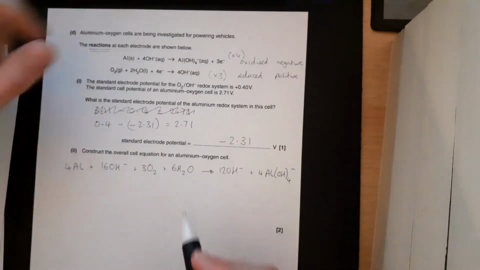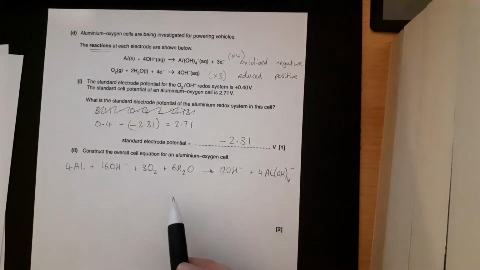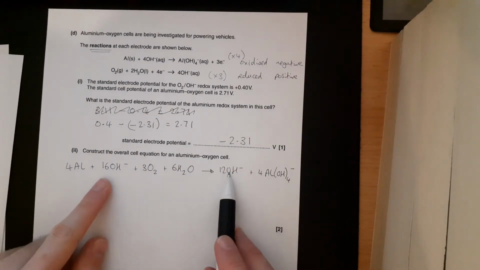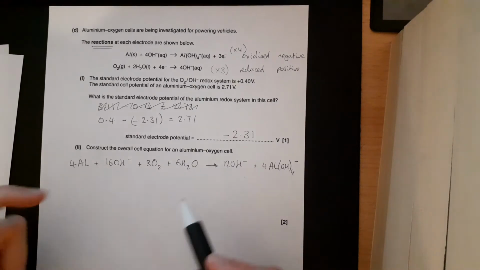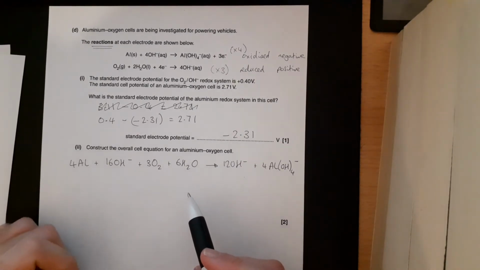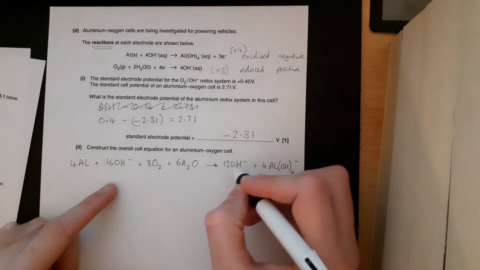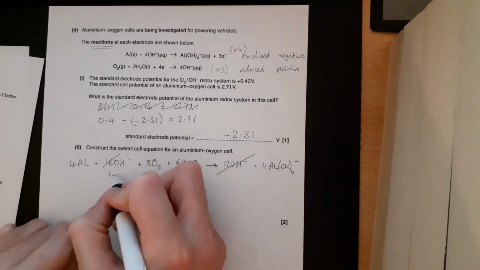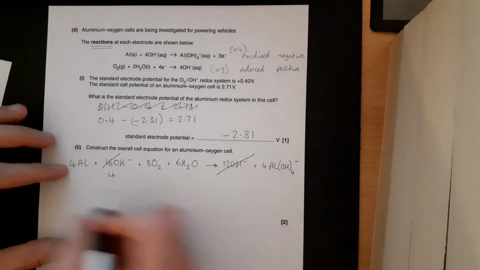And the electrons will cancel out, won't they? So we get to here, and then we can see we can cancel out some of these hydroxide ions, right? And you should always do this. If you can cancel something out, you should. So we'll cancel those 12, and we'll change that to a 4. And then let's just write this out again.